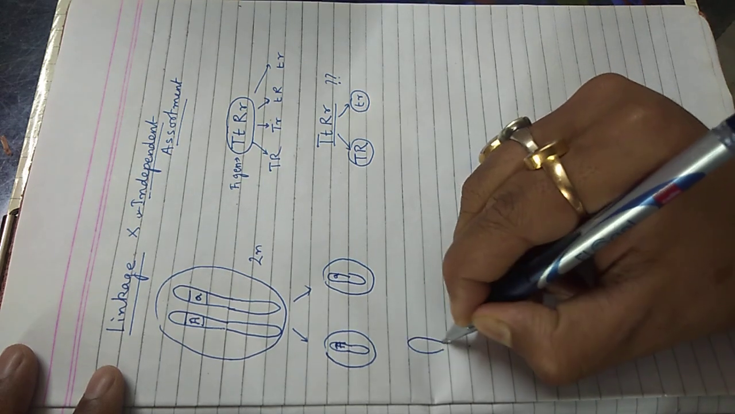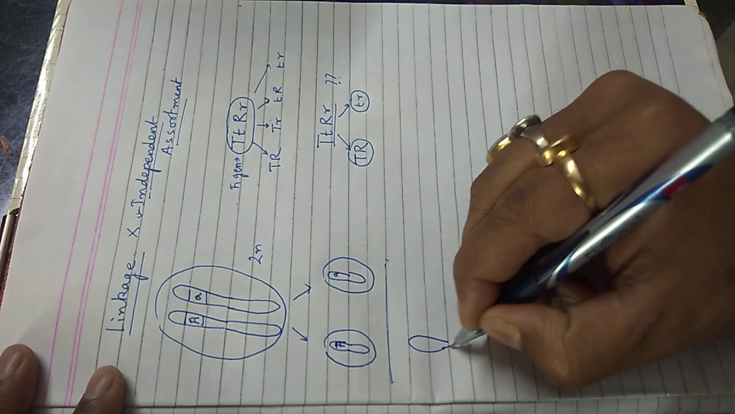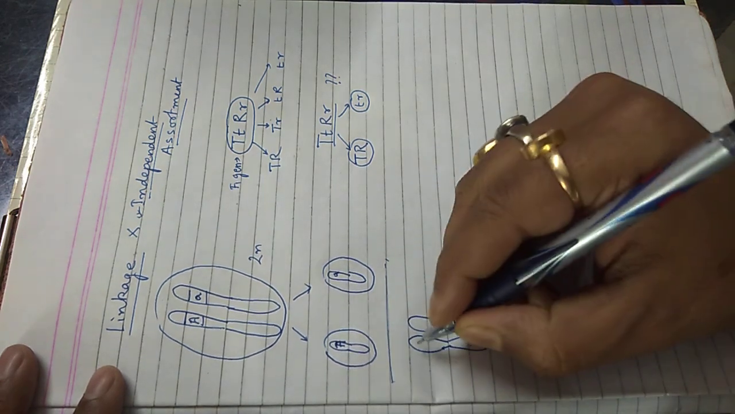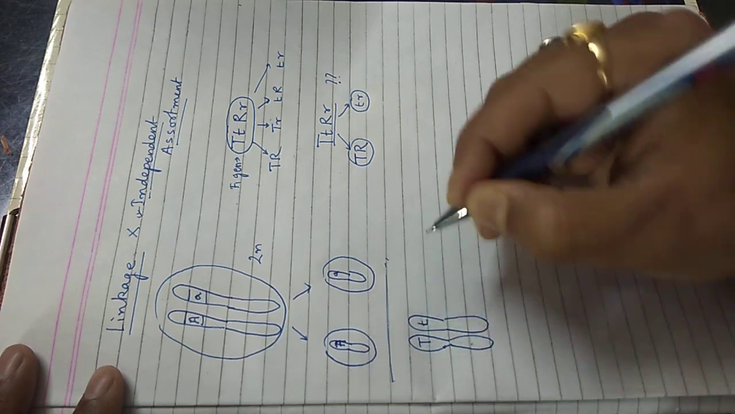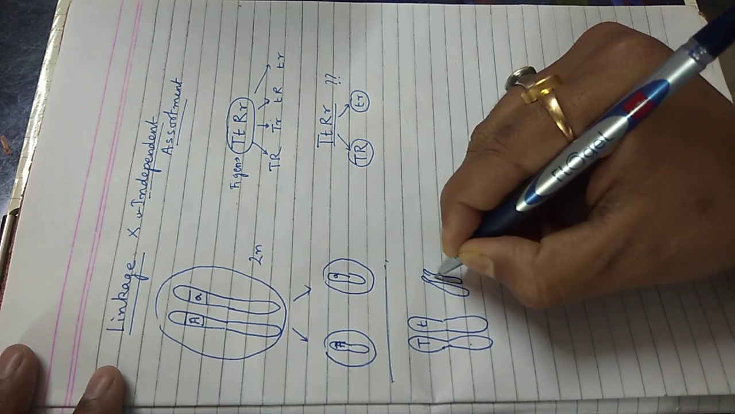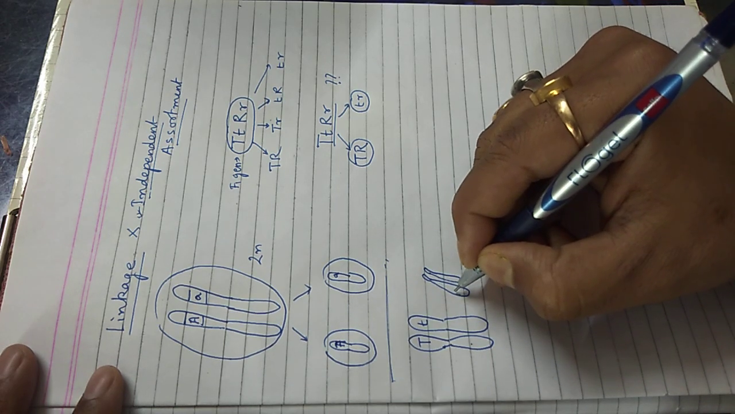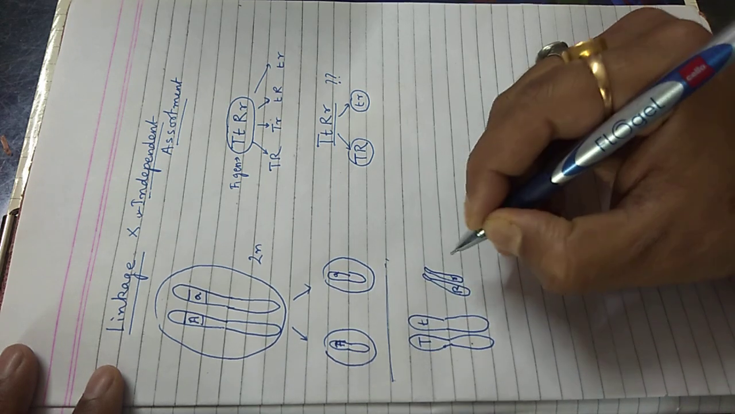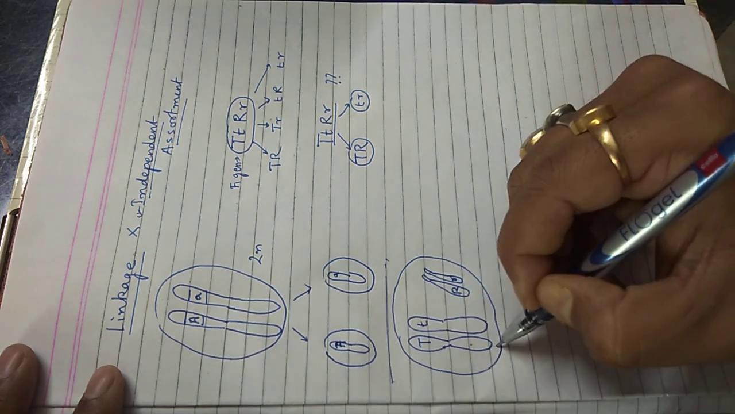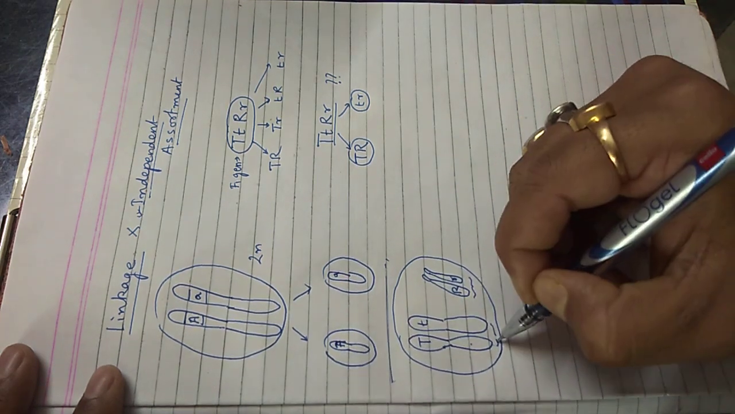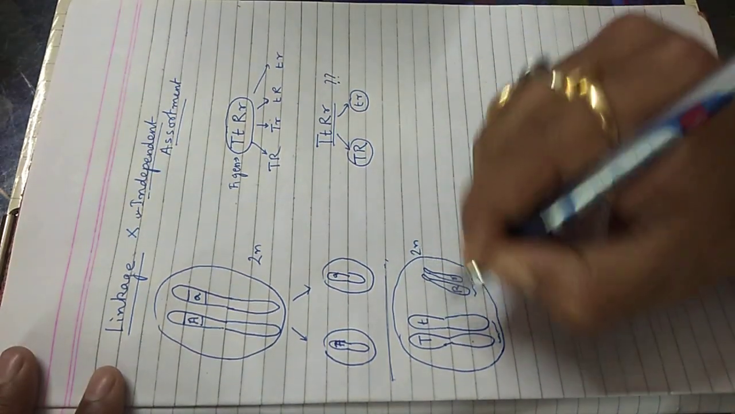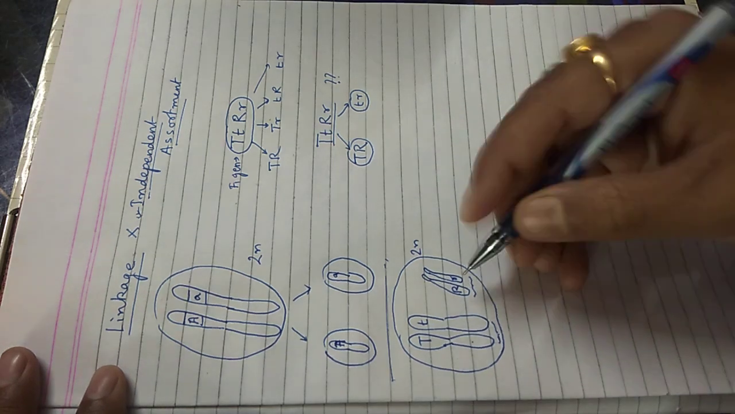Suppose this is a pair of homologous chromosomes having factors capital T and small t, and suppose there is another pair of homologous chromosomes having capital R and small r, and they are inside a cell. So the factors are located in different pairs of homologous chromosomes. This is also a diploid cell because the chromosomes are in pairs.